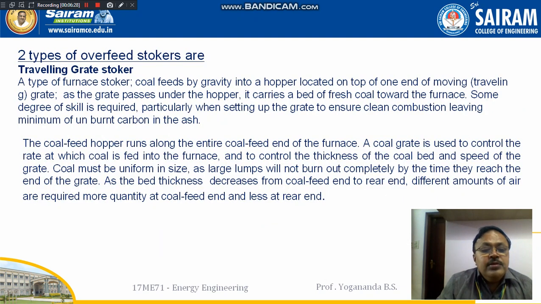If you see here, the coal feed hopper runs along the entire coal feed end of the furnace. A coal gate is used to control the rate at which the coal is fed into the furnace. The coal must be of uniform size because the large lumps will not get completely burnt by the time they reach the end of the grate.